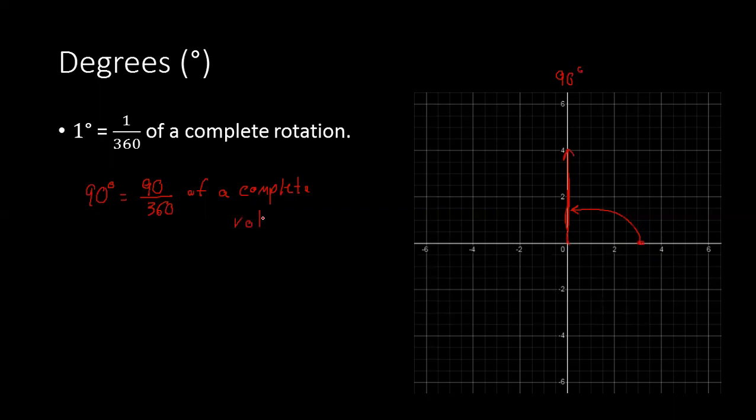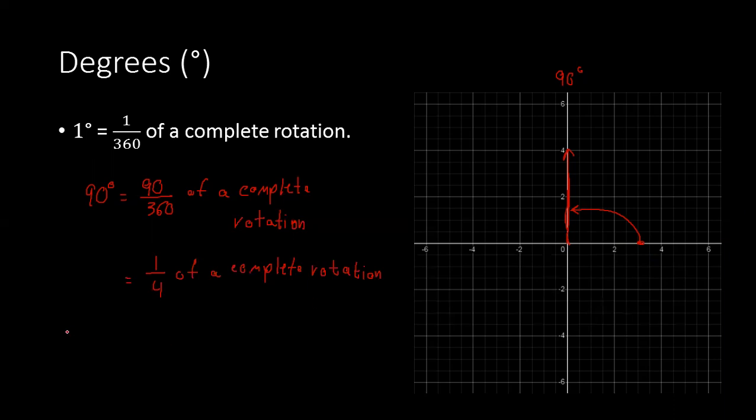Let me just write it here. Or we can simplify this one. All right? This one is just the same as 1/4. So this is 1/4 of a complete rotation. Right? My handwriting sucks, so forgive me. But I guess you get the point here. All right? So that means when you rotate 90 degrees, you only rotate 1/4 of it. You just rotate 1/4.